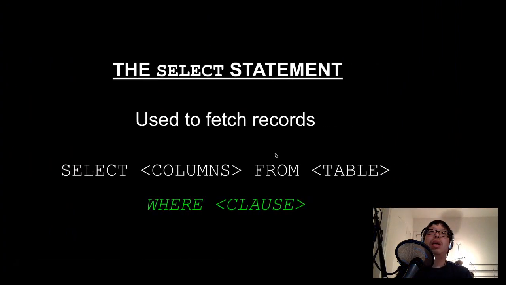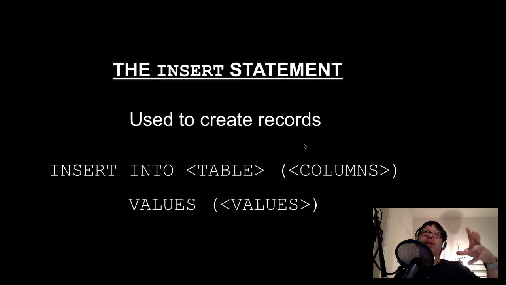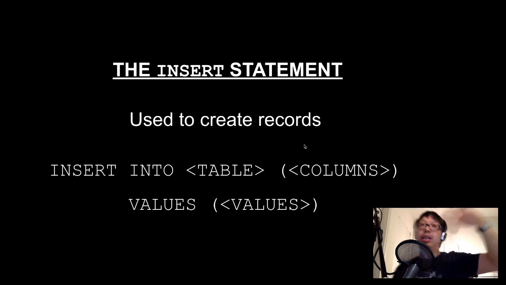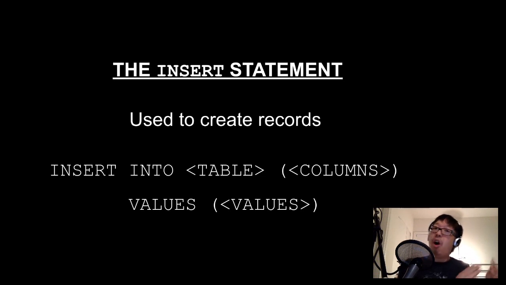The second statement that we're going to learn is the insert statement. This is used to create records in your tables. The way you do this is you say insert into table, so insert into products or insert into users. Then you do an open parenthesis and a close parenthesis, and inside here you specify the columns that you're going to provide data for. When you create a record, you don't have to have data for all the columns. You can just insert a record and specify the ID and the name, for example.